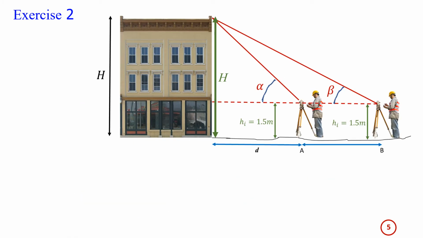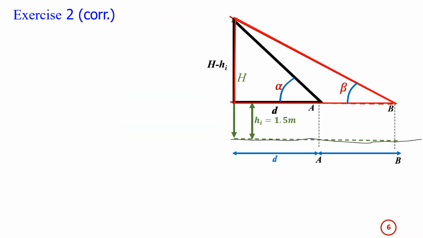This is our building. This is the situation exactly. If you look at the building, this is the H, the elevation H of the building. So here we have H minus HI, and we have here an angle alpha and a certain distance D.